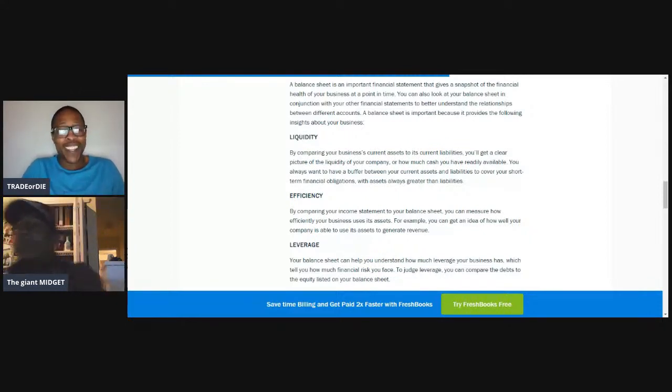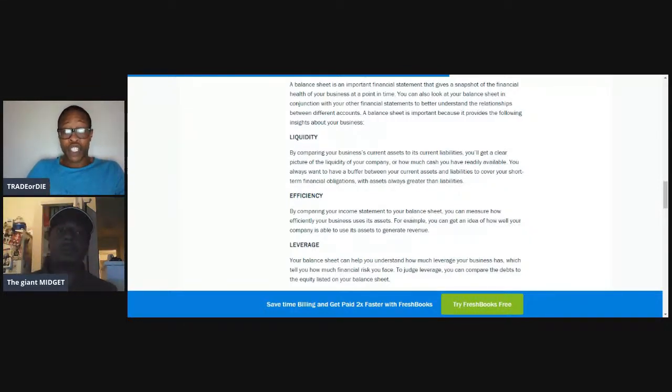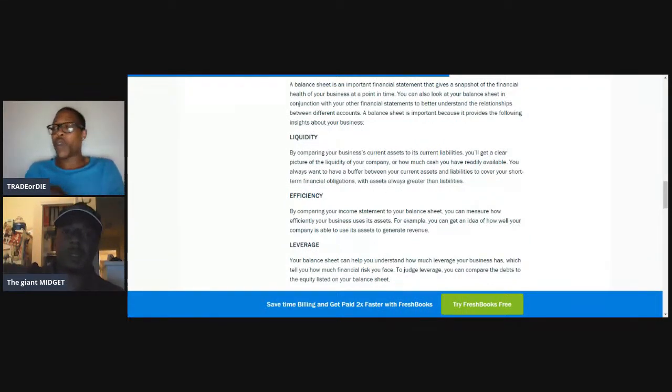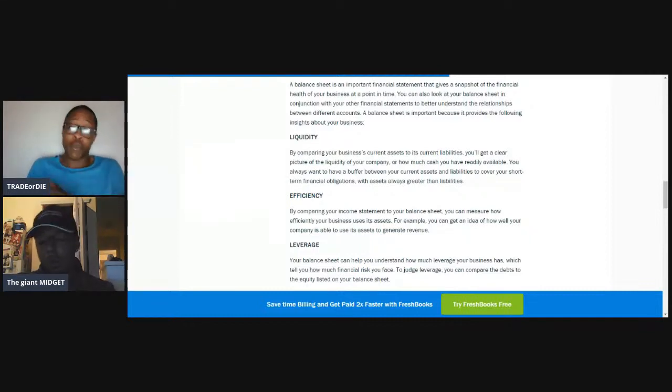Yes, liquid assets. Also, efficiency. By comparing the income statement to the balance sheet, you can measure how efficiently the business uses its assets, which means how well it uses its assets to generate revenue, which pretty much means how it uses its cash on hand to make more cash.